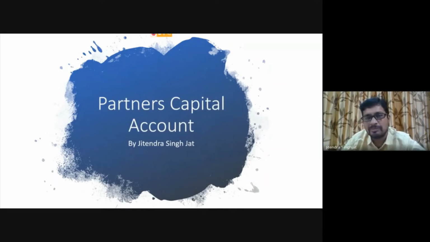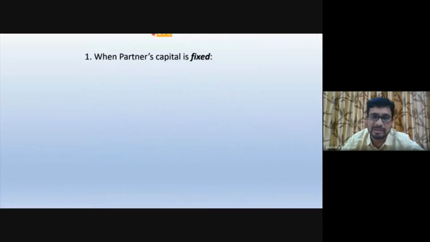Partner's capital account is prepared to record whatever partner gets and whatever partner has to give. Whatever partner gets is recorded in credit side and whatever partner has to give is recorded in debit side. It's very simple. There are two methods of preparing partner's capital account. First is fixed capital method and second one is fluctuating method. So both the methods I am going to explain here, starting with how to prepare partner's capital account under fixed capital method.